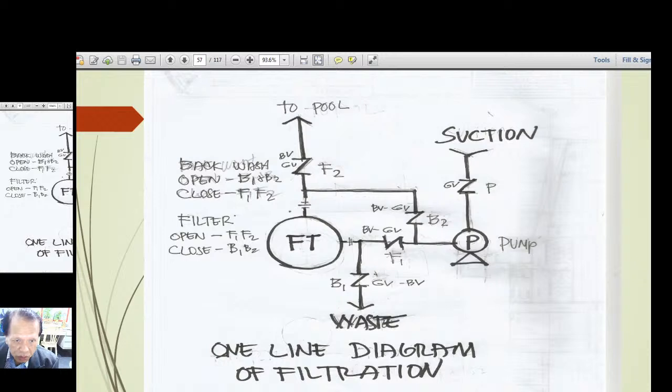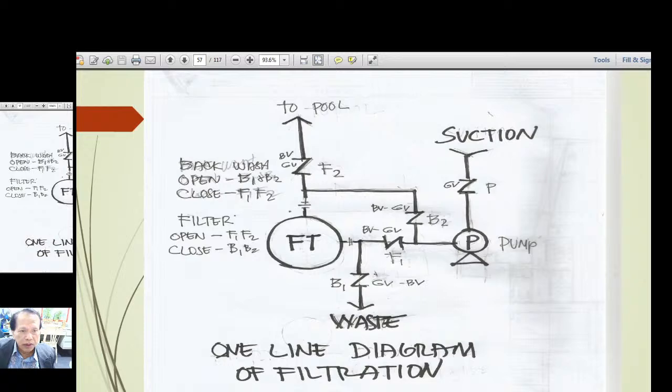And of course this is open. I'm sorry, this is open, this is closed, and this is open. So the water would be pumped through here, go to the filter, and will go to the waste. Then during operation, this is closed, that is closed, this is open, this is open. So that's how the piping of the swimming pool is arranged.